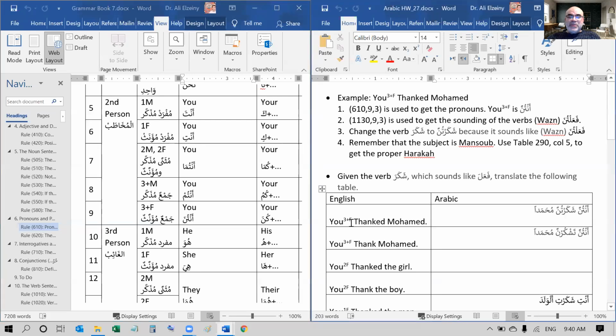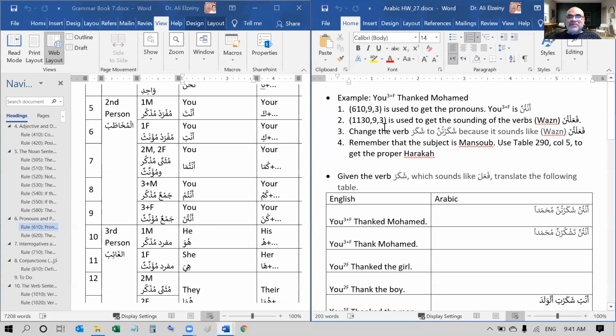We see you for 3 plus F. I go to table 610. You for 3 plus F is right here, at row 9, column 3, which is antunna. So for you, 3 plus F, it is antunna. So antunna comes from table 610, row 9, column 3.